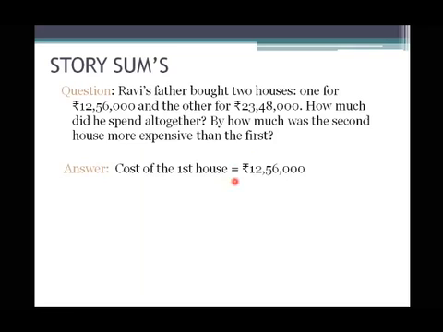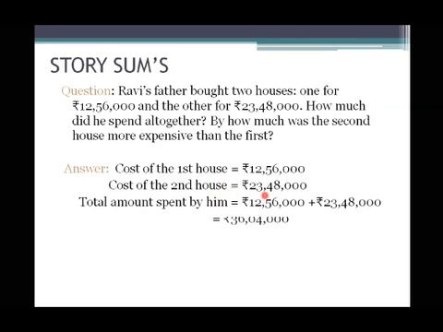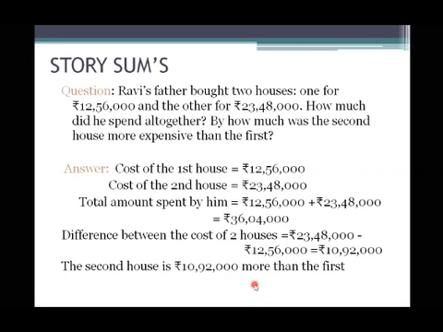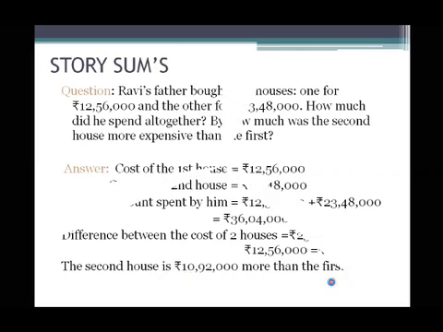Cost of first house: we know that they have given in the question 12,56,000 rupees. Next, cost of second house is 23,48,000. So now we need to find the cost of these two houses, that means first house plus second house. If you add, you will get 36,04,000 rupees for the two houses. Now what you have to do is find the difference between the cost of the two houses. 23,48,000 minus 12,56,000. So you will get 10,92,000 rupees. So the second house is 10,92,000 rupees more than the first house.